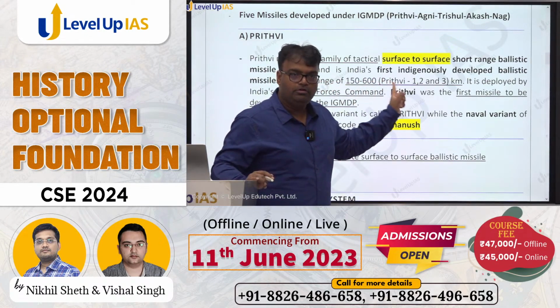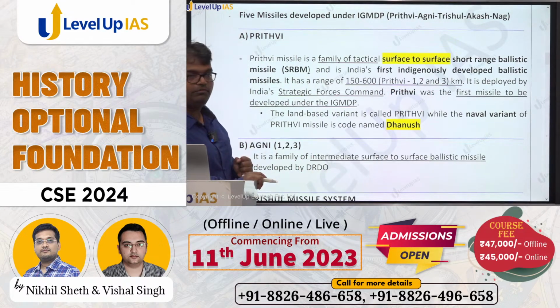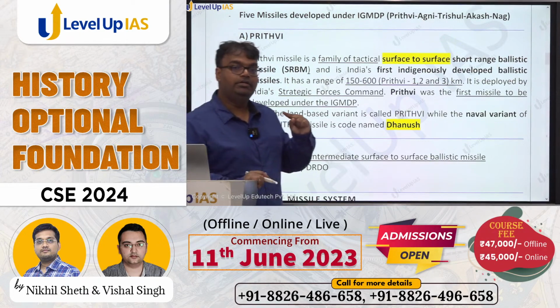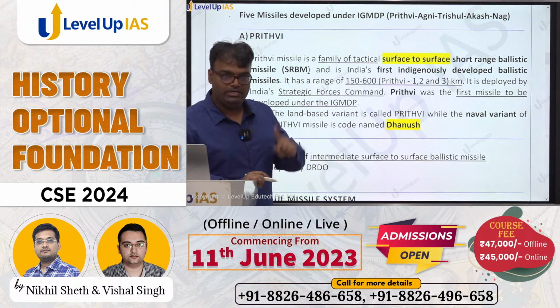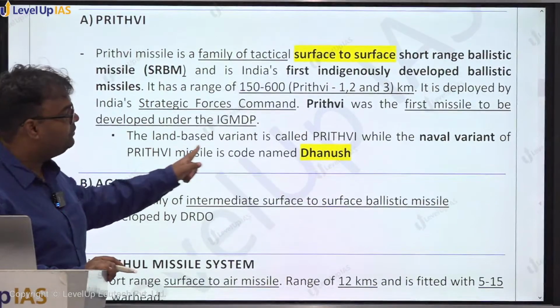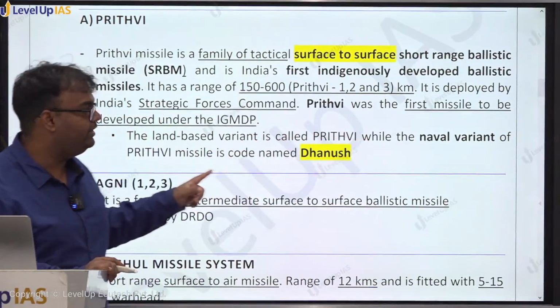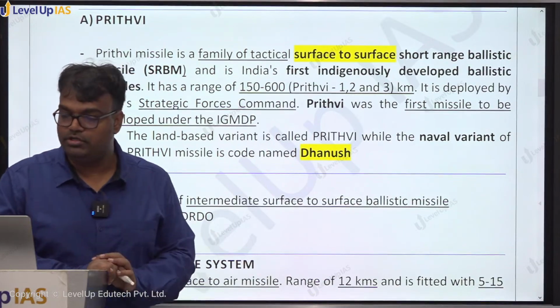There are 3 Prithvi variants, 1, 2, 3, and the range kept on increasing. This is the variation for Prithvi. Prithvi, a missile developed under the Integrated Guided Missile Development Program, IGMDP, a ballistic missile, short range, only up to 600 kilometers. The land based variant is called Prithvi, while the naval variant is called Dhanush.